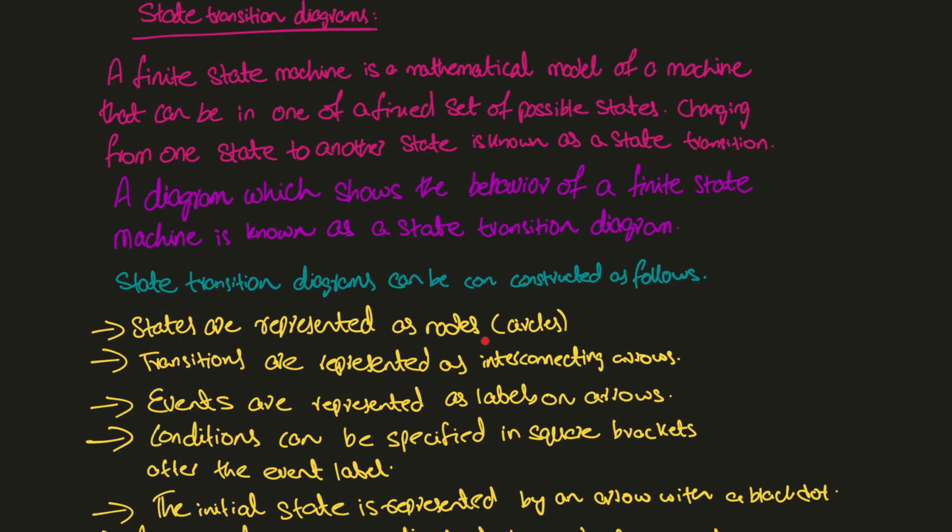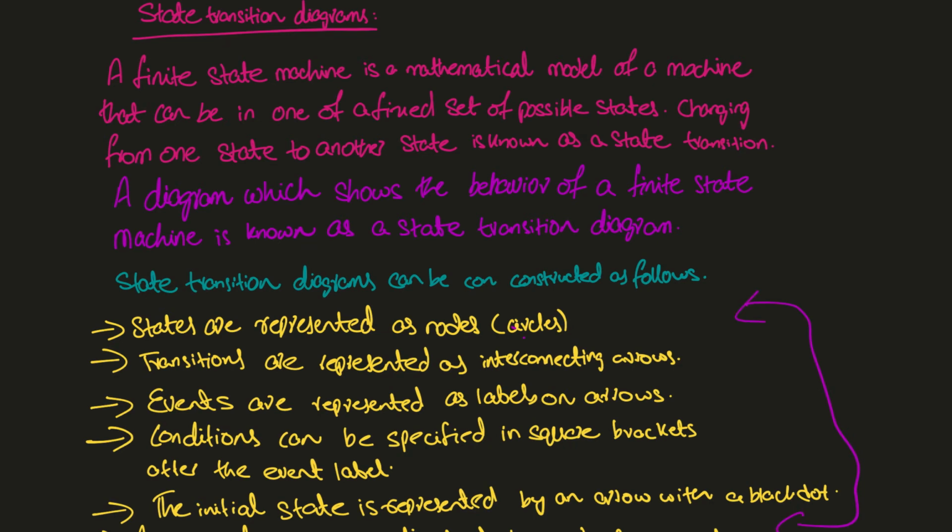A state transition diagram can be constructed as follows. The states are represented as nodes or circles. Transitions are represented as intersecting arrows. Events are represented as labels on those arrows, and conditions can be specified in square brackets after the event label. The initial state is always represented by an arrow with a black dot. A stop state is indicated by a double circle, right? So this is an overview of how state transition diagrams can be constructed.